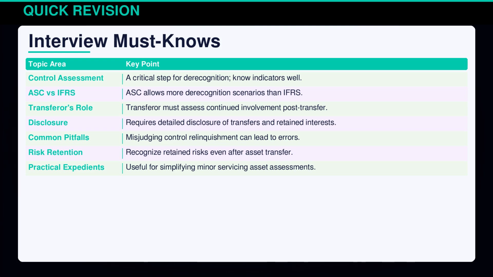In interviews, clarity on control assessment is crucial. Know the indicators inside out. ASC allows more scenarios for asset derecognition compared to International Financial Reporting Standards. Post-transfer, the transferor's role involves assessing continued involvement. Detailed disclosure of transfers and interests is mandatory. Common pitfalls include misjudging control relinquishment. Recognize retained risks post-transfer and use practical expedients for minor servicing assets.